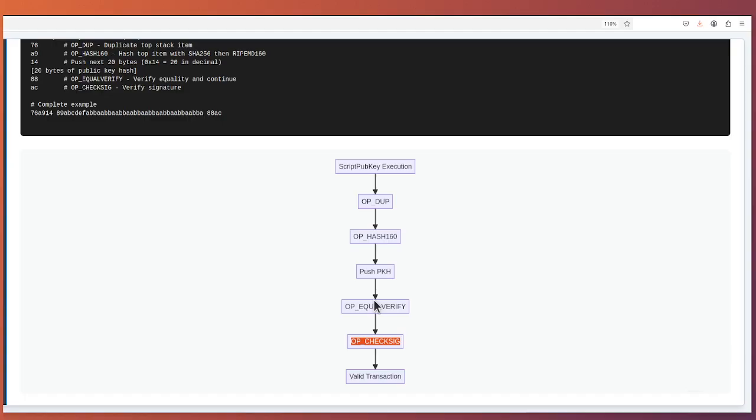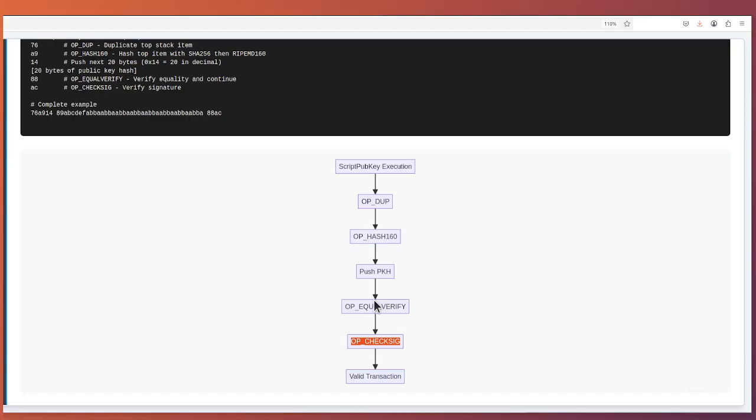Let's break down these hexadecimal values. 76 is OP_DUP. A9 is OP_HASH160. 14 indicates a data push of 20 bytes, which is then followed by the actual 20 bytes of the public key hash.